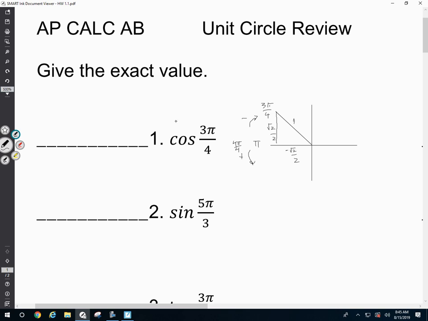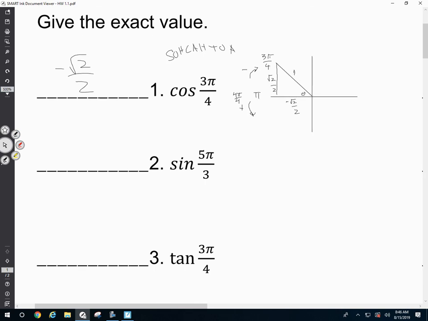So cosine in the SOHCAHTOA, the CAH is adjacent over hypotenuse. Adjacent would be the horizontal if we're always talking about a reference angle between our angle and the x-axis. Adjacent is always the horizontal distance. The horizontal distance of my triangle that I create is this negative root 2 over 2. Okay, and that's my thought process in my head. Find the angle, create the triangle, cosine, adjacent, always going to be horizontal.